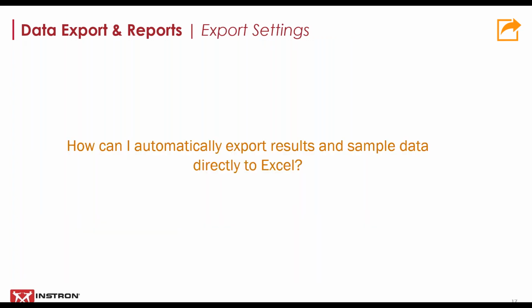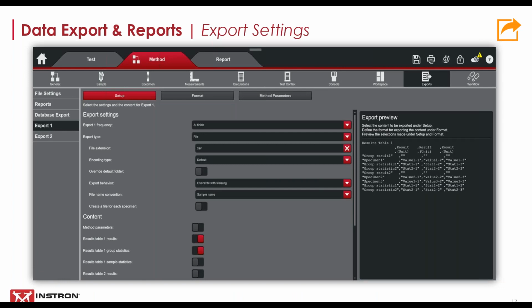And now our third question, how can I automatically export results and sample file data directly to Excel? Within the test method, under Exports and then Exports 1 or 2, you'll find all the settings available for customizing what data and results get exported directly to Excel.